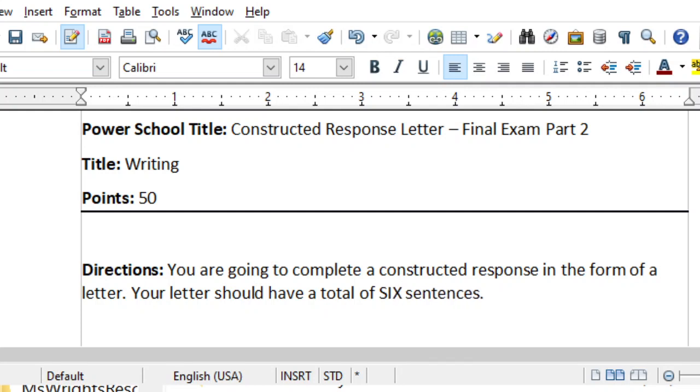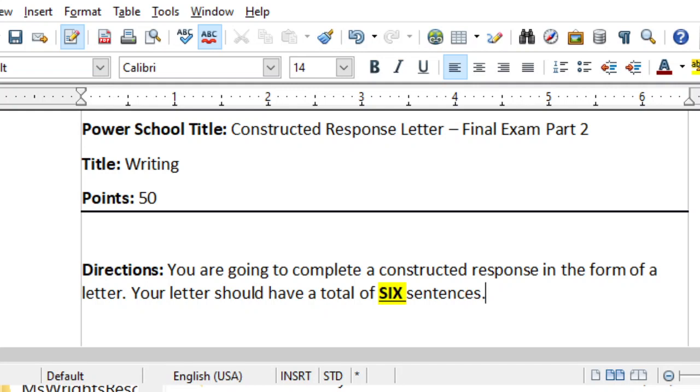A constructed response is just simply a written response to a question. And when you respond to the question in a written format, you are to use textual evidence. You've been with me long enough to know what textual evidence is. Textual evidence means that you go back to the text that you are reading and find a line from the text to support your opinion.